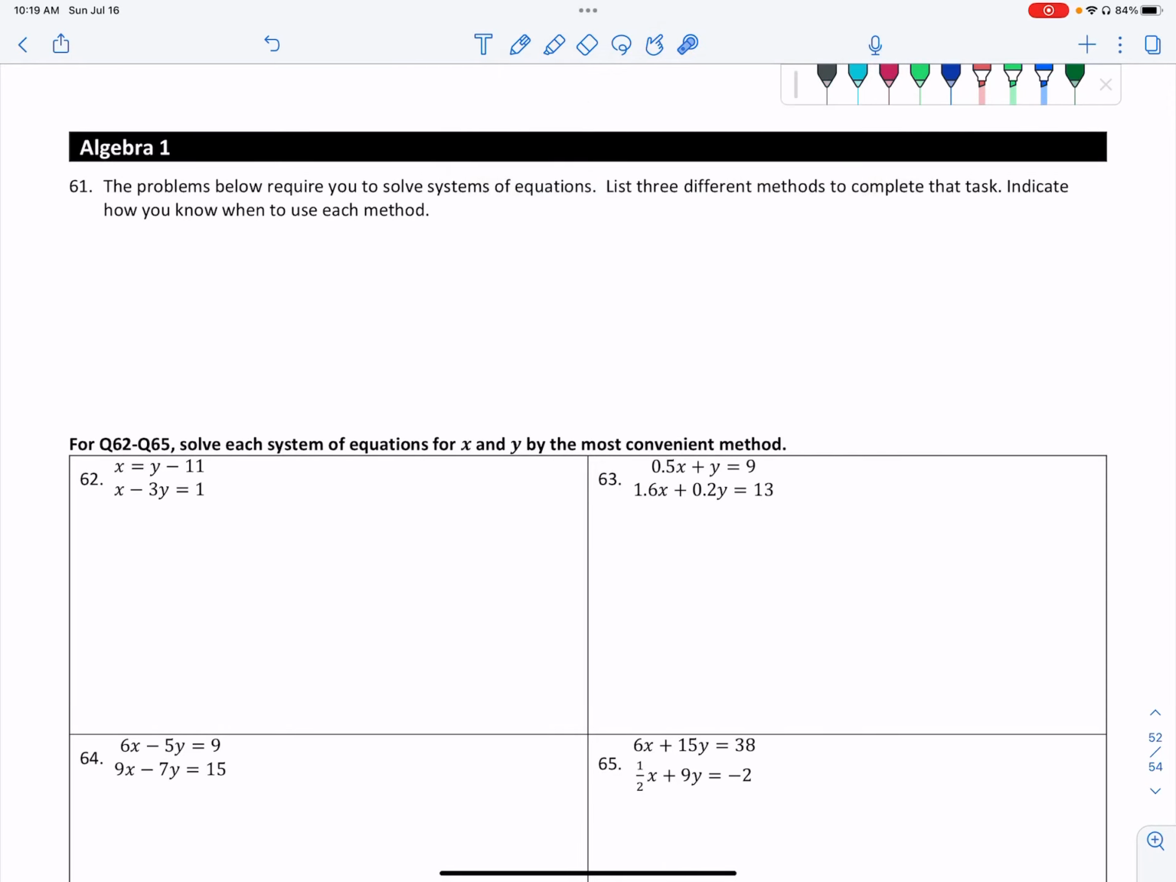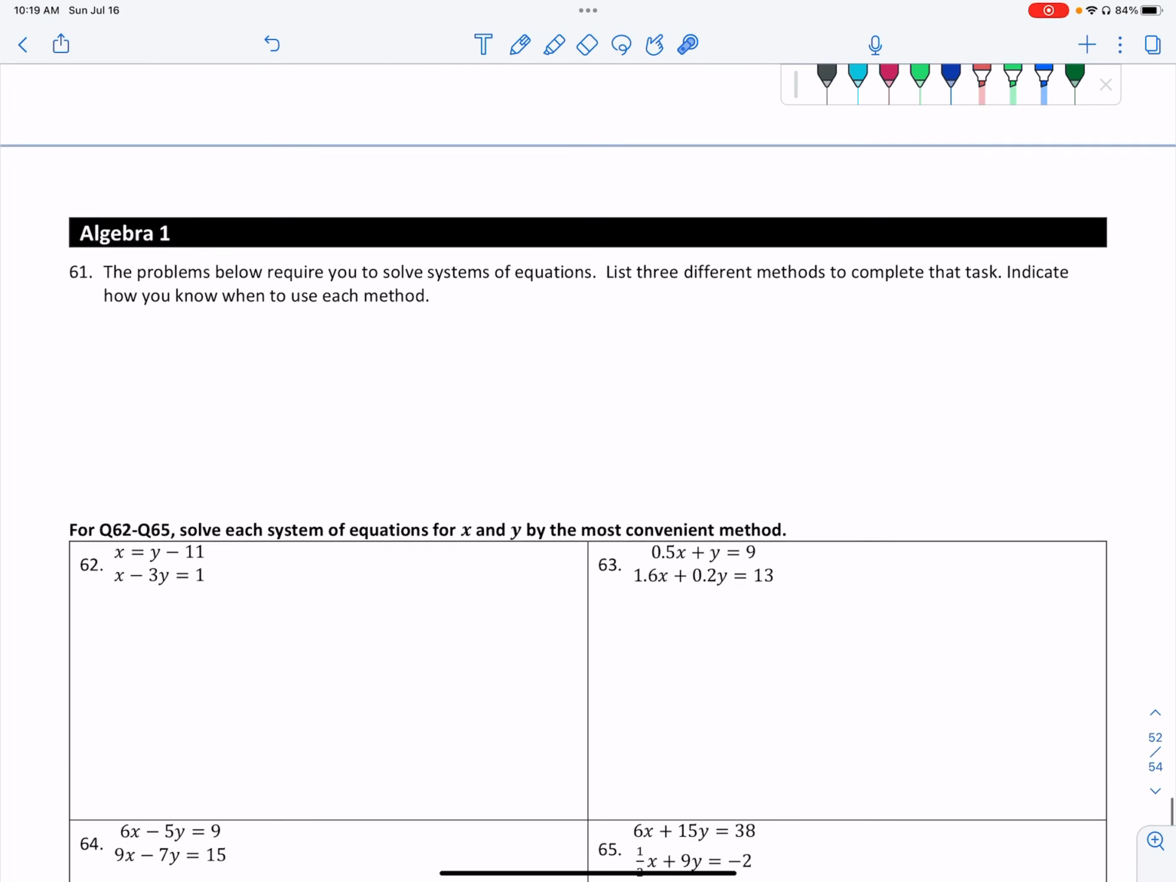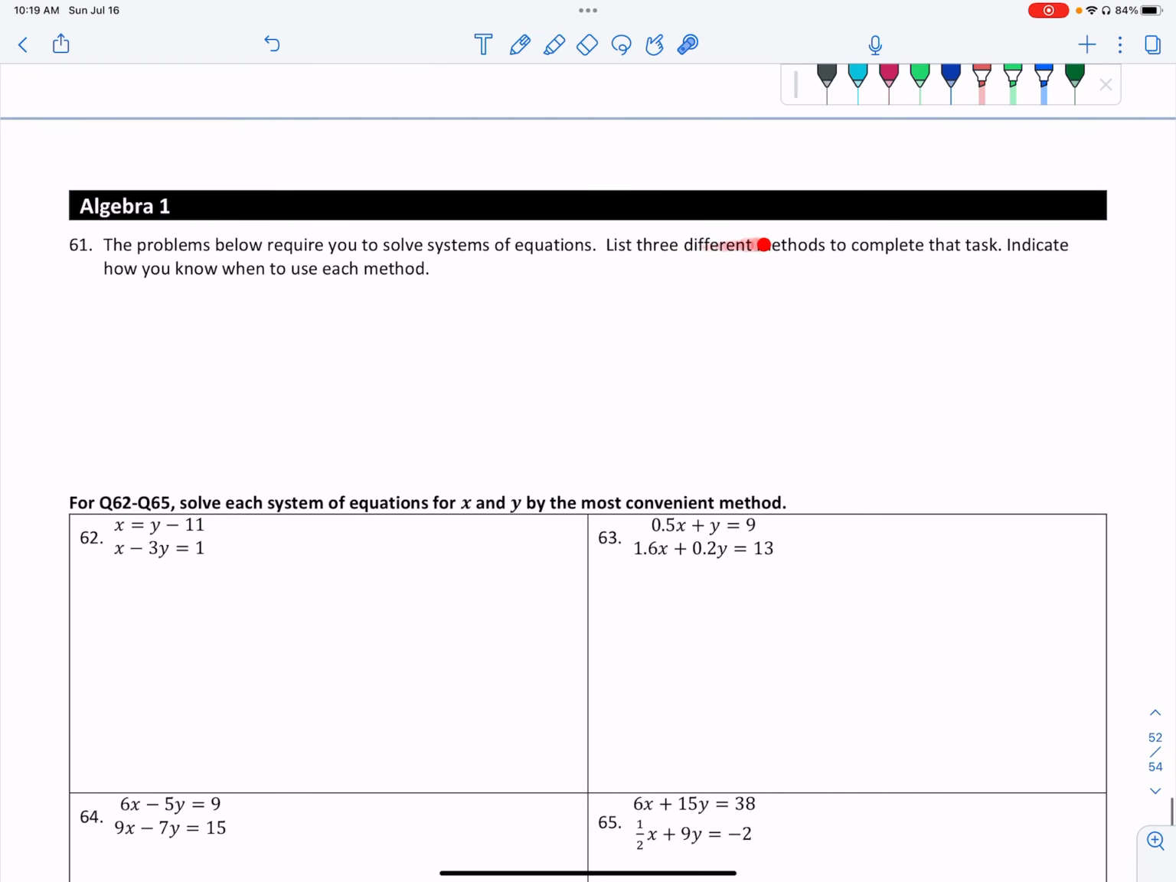All right, here we are finally at some Algebra 1 type problems. On 61, the problems below require you to solve a system of equations. You can see what they look like right here. List three different methods to complete that task and indicate how you know when to use each method. So let's focus on what a system of equations actually is.